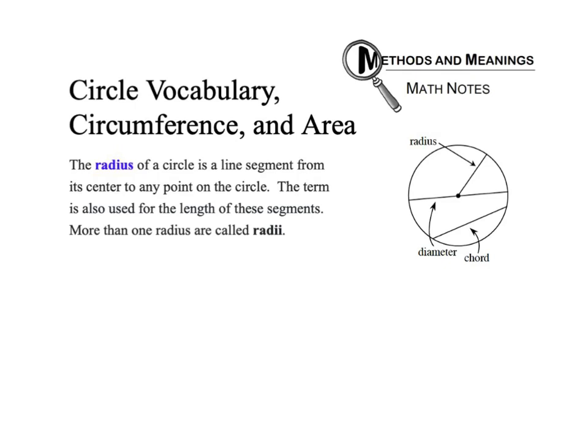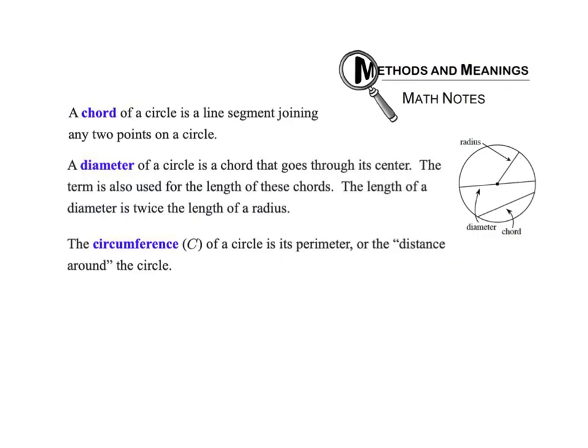The math notes box in lesson 3.2.2 reminds us about circle vocabulary and circumference and area. So a couple of reminders here. A radius of a circle is the line segment from its center to any point. So from the center to any point on the circle is called a radius. If you're going to talk about more than one radius, we call them radii.